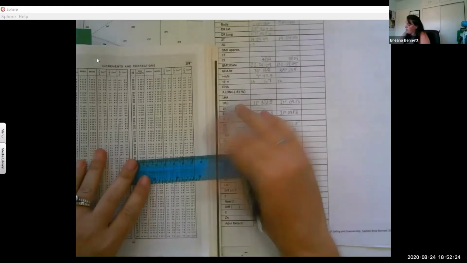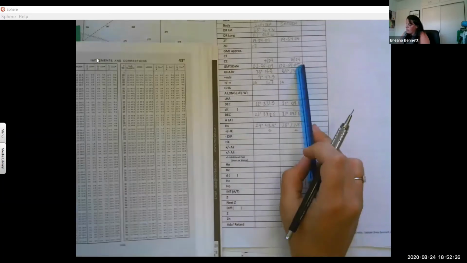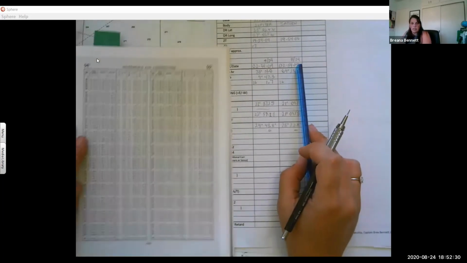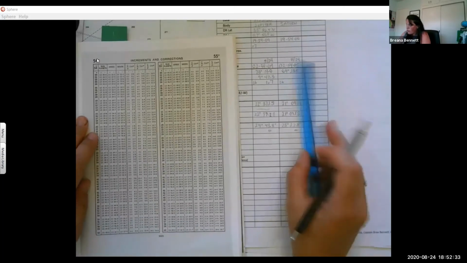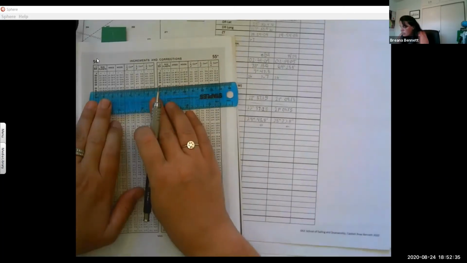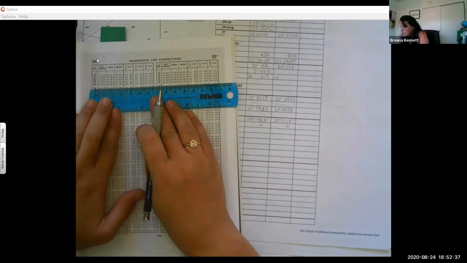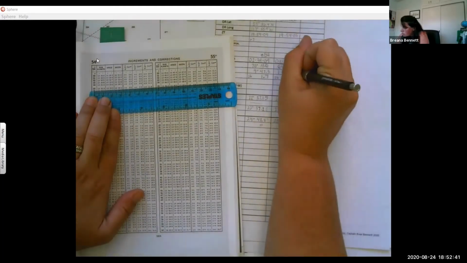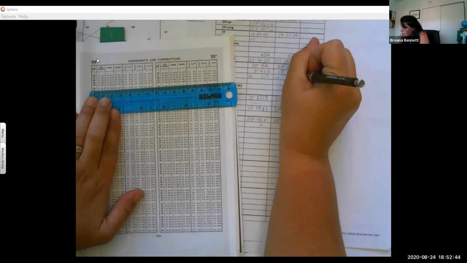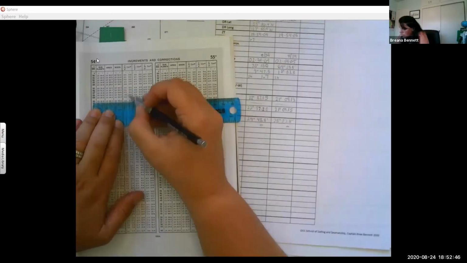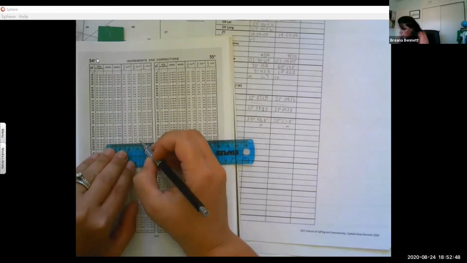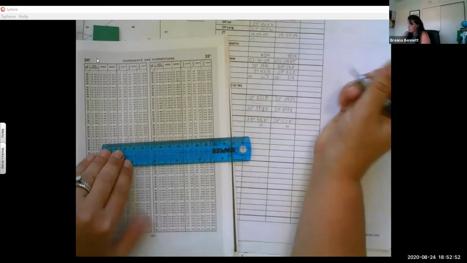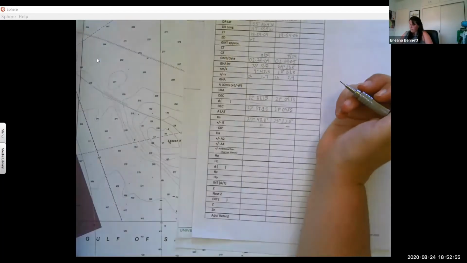Okay, then I'm going to do my 54. Turn the page a couple times. Here's our 5405. We're again in planets. So we have 13 degrees, 31.3, and our 2.6 is going to give us 2.4. Okay.